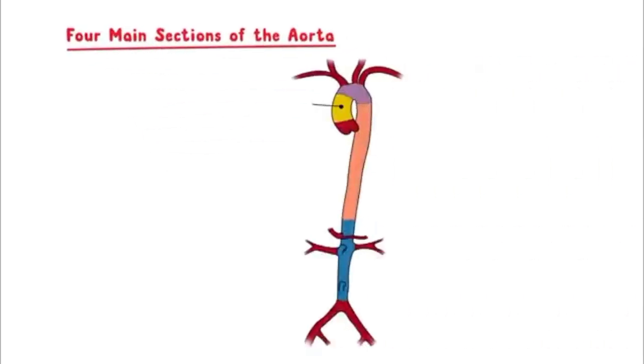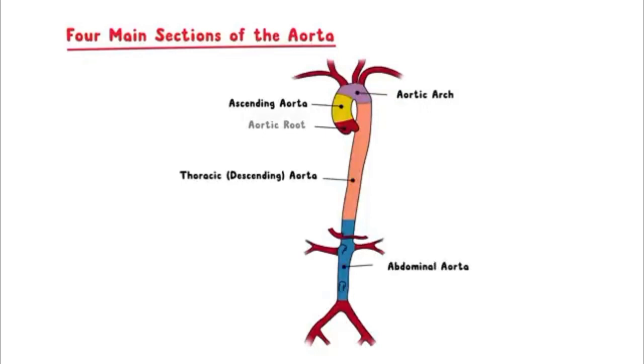The aorta can be divided into four sections: the ascending aorta, the aortic arch, the thoracic or descending aorta, and the abdominal aorta. The aorta terminates by bifurcating into the left and right common iliac arteries.